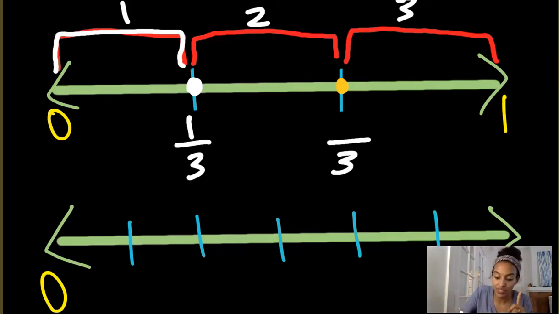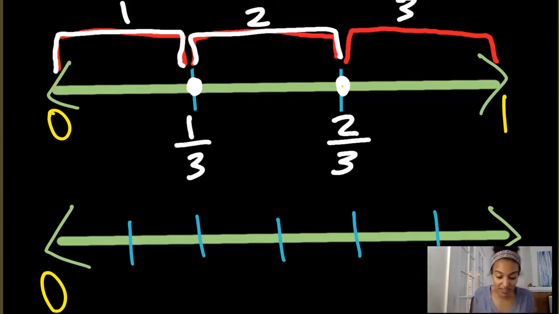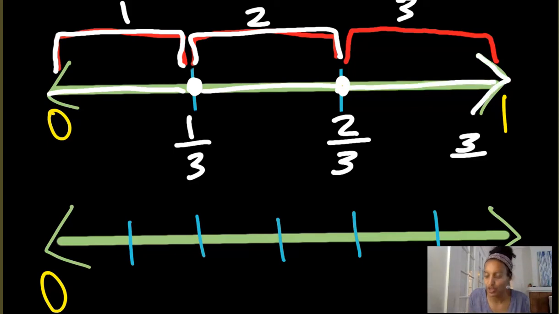This next point represents the second part of the number line. So this point on the number line is going to be 2/3. That's because the distance from 0 to this first point is 1/3, because it's one part out of the 3 parts that the number line is split into. 0 to the second point is 2/3 of the number line. And if we did the whole thing, it would be 3/3, which equals 1.